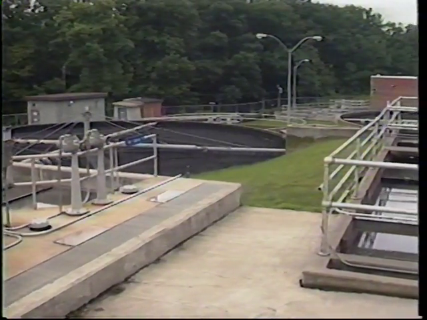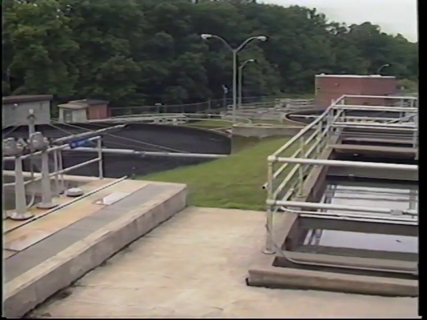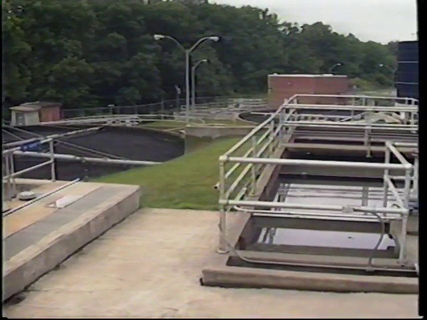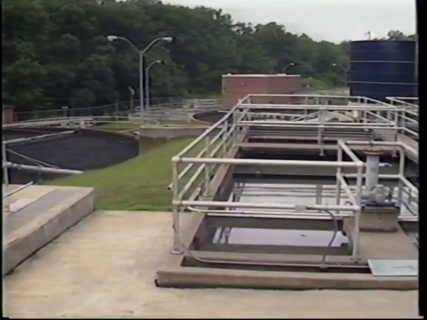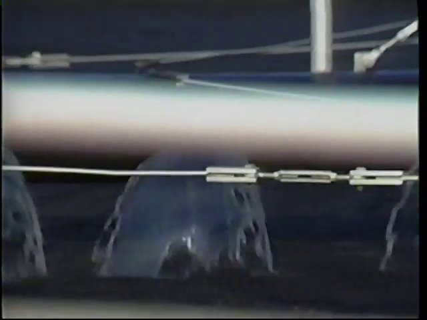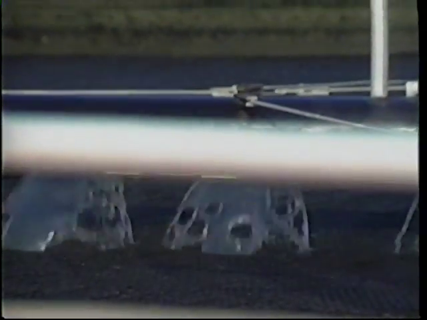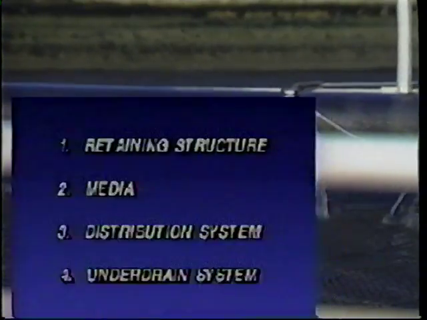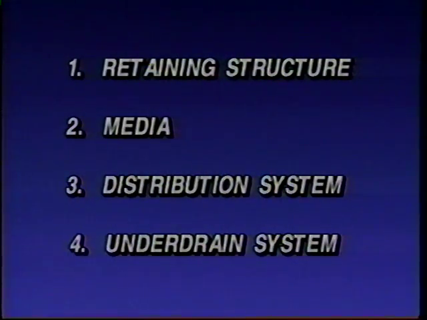In treatment facilities that are designed for ammonia removal, trickling filters or RBCs may be operated in series with another biological treatment unit. Taking a closer look at the trickling filter, we find that it is comprised of four major components: the retaining structure, the media, the distribution system, the underdrain system.